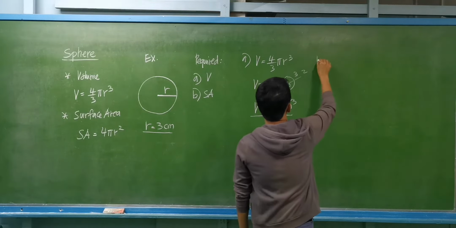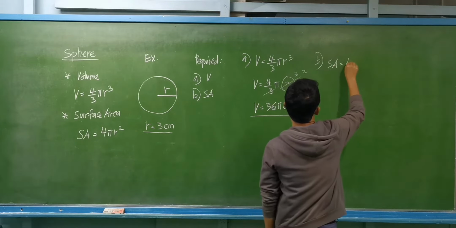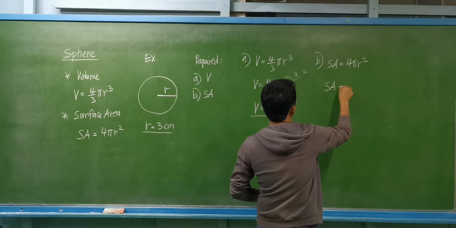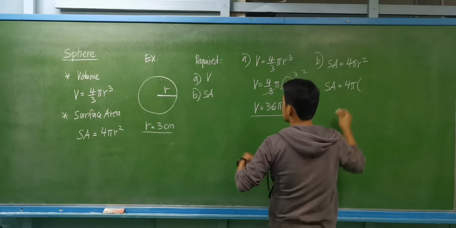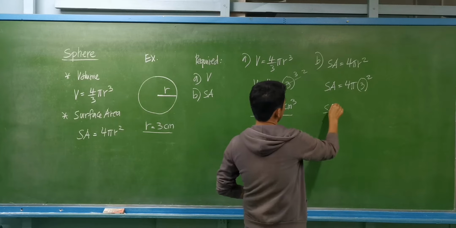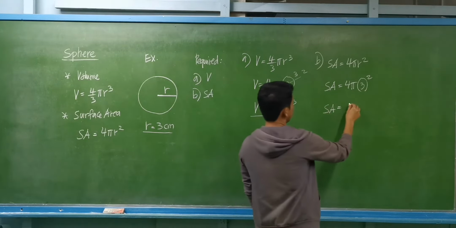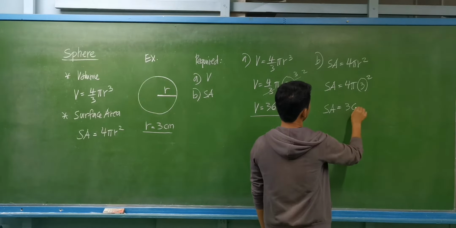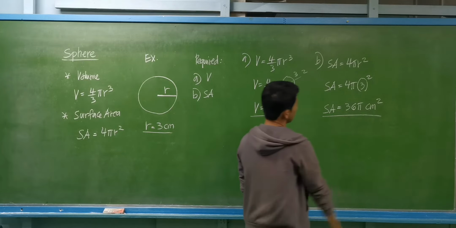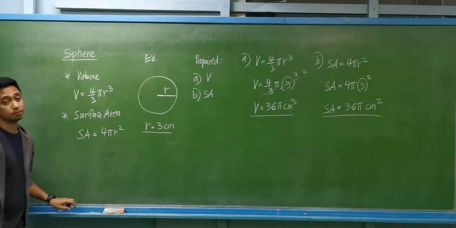Then for letter B, we have the surface area. The surface area of a sphere is equal to 4 pi times the radius squared. So surface area is equal to 4 pi times, what is the radius of the sphere? This is 3 squared. So we have a surface area now equal to, I think this is the same, 36 pi, but it will be in square centimeters. So this will be our first example. So let's have more examples.